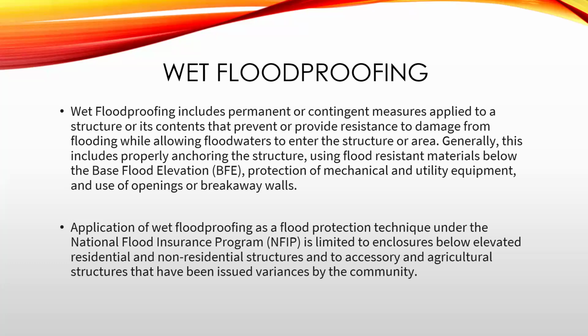So wet floodproofing is a technique that's used to prevent damage from flooding by allowing the floodwaters to enter the structure or the area. So to verify this, we need proper anchoring of the structure to prevent movement or collapse. We need to use flood damage resistant materials because we're building typically at grade below the base flood elevation. We protect mechanical and utility equipment by elevating that portion of it to or above the base flood elevation, and then the use of either flood openings or breakaway walls.